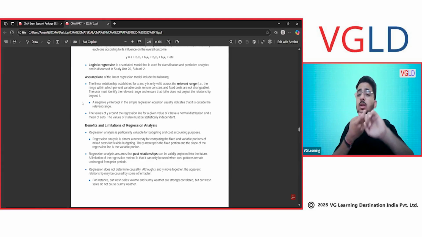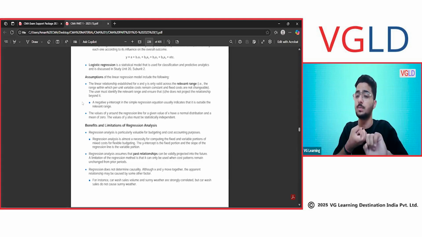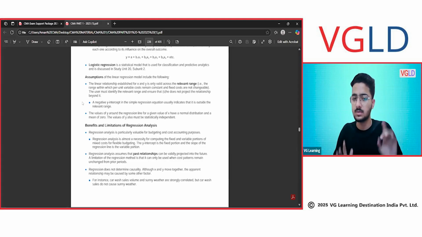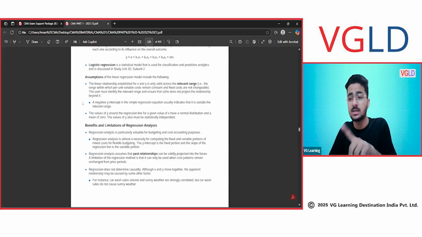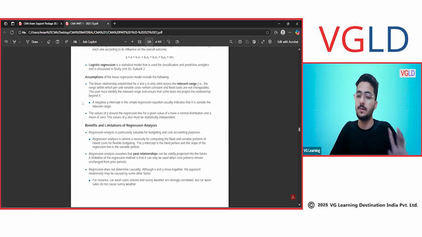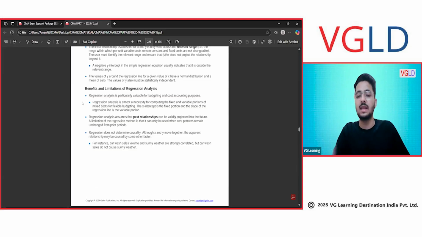Okay, but these both are correlated. These both have a relationship. Clear? Got it? These are our assumptions. Relevant range, per unit variable cost, total fixed cost remain constant. Second, Y is dependent on X, but X is not dependent on Y. Okay. Now some benefits and some limitations we need to understand.